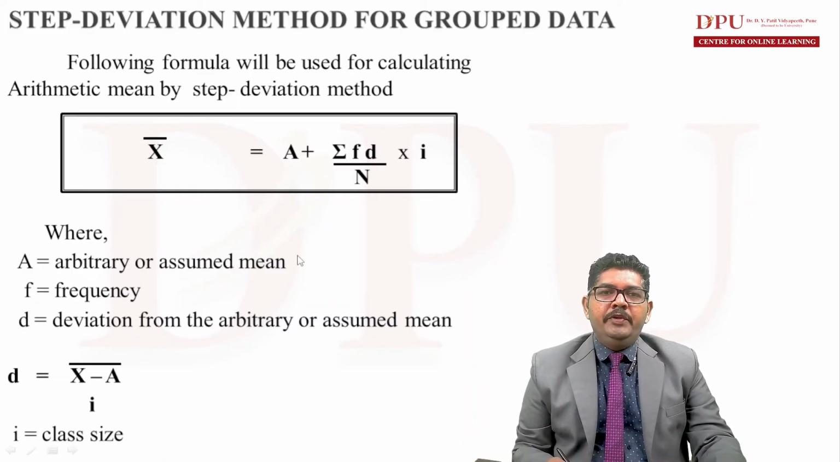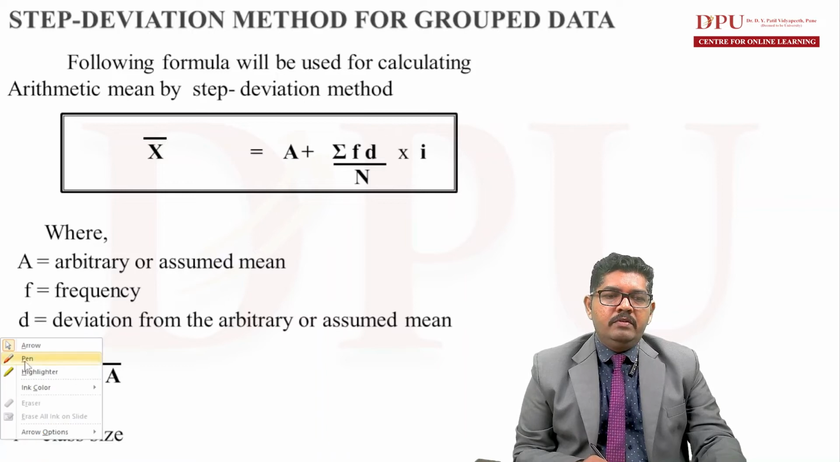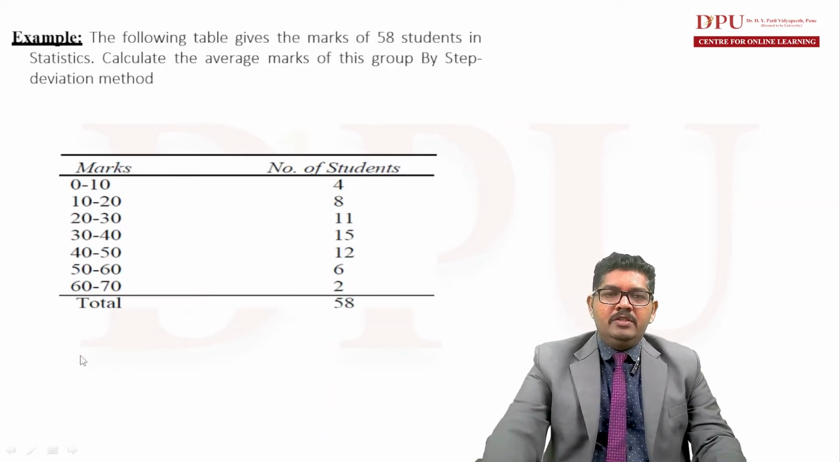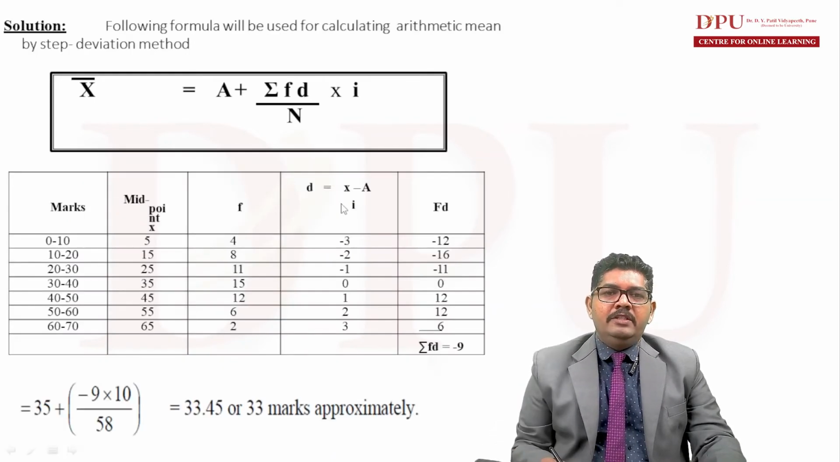Then we have step deviation method for group data. The following formula will be used for calculating arithmetic mean for step deviation. The only difference between shortcut method and step deviation is that the d value we use here is nothing but deviation divided by the class size, the class width we can say. So x minus a divided by i. This is what we do in case of step deviation. Otherwise there is no difference. The same example is continued, and this is the formula we use.